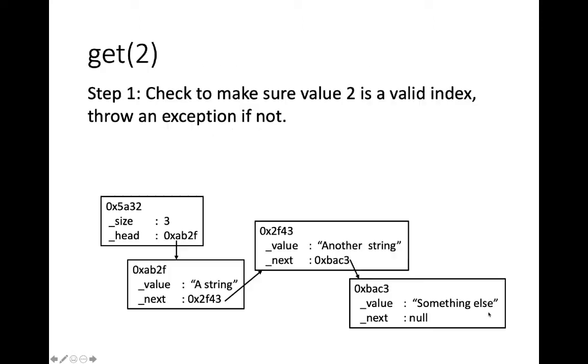So let's see what that looks like graphically. Let's say we're trying to get index 2 of this linked list structure, which I'm showing you what it looks like in memory. So this very first box here with the address x5A32, that's our linked list. And I'm asking that linked list, please get your index 2. Step 1 is to check to make sure the value 2 is a valid index and throw an exception if not. So is 2 between 0 and size minus 1? Yeah, it's good. So that works. So we know that this item exists.